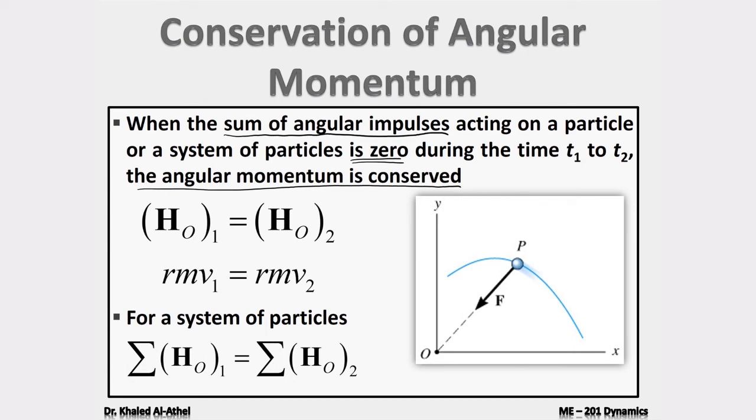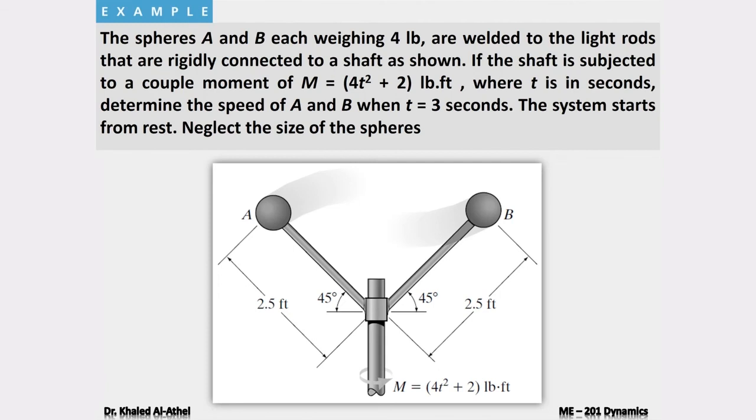In this case, I end up with the conservation of momentum, no impulses. Rmv1 should equal Rmv2, or I could have a system of particles where I have the summation of H_O1 equals the summation of H_O2. Now, let's start with the first example.